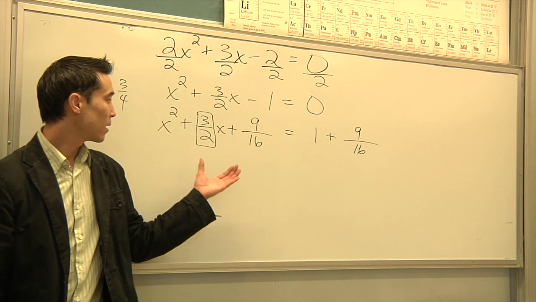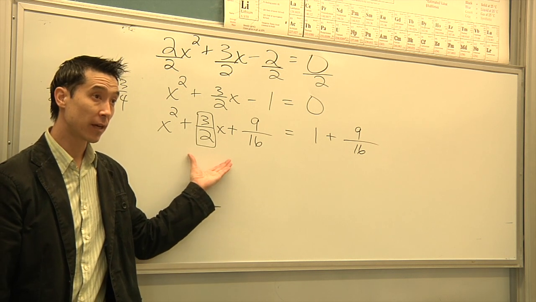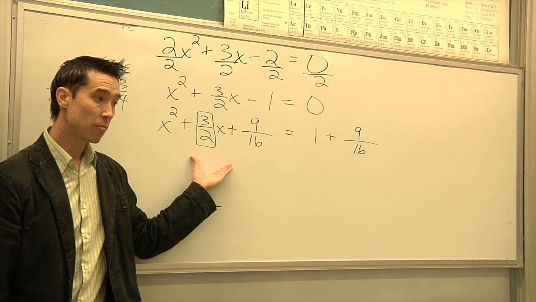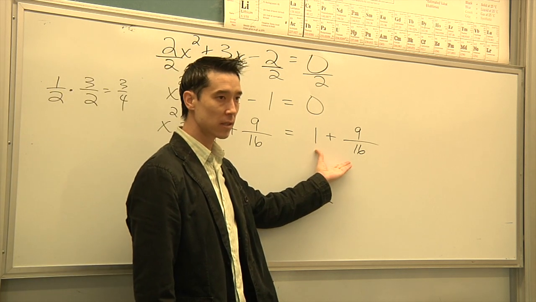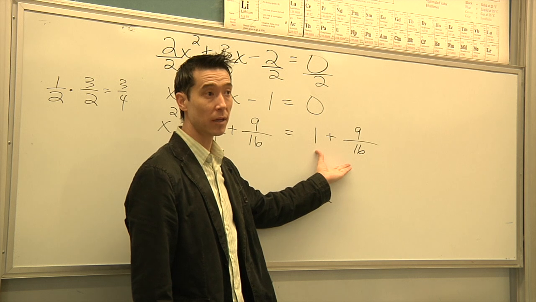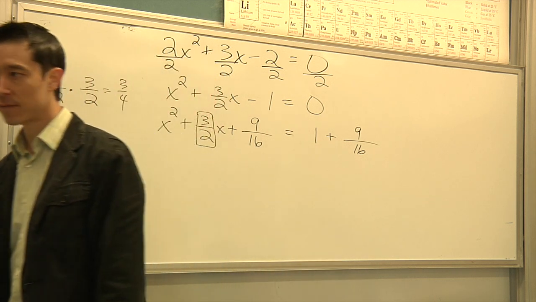All right. I need you guys to do 2 things for me. Factor the left side. Make sure it's a perfect square when you factor it. And then add 1 plus 9 over 16, which means you have to get a common denominator. Okay? Go ahead. Take a minute and get that done for me.